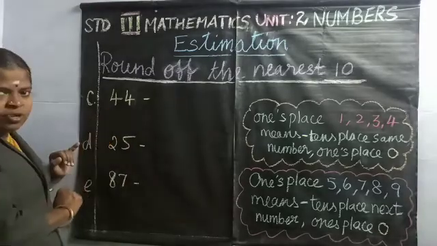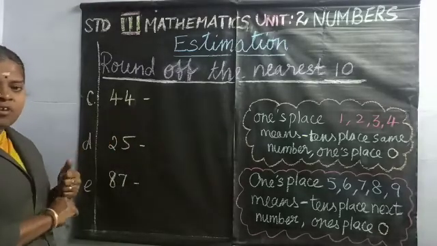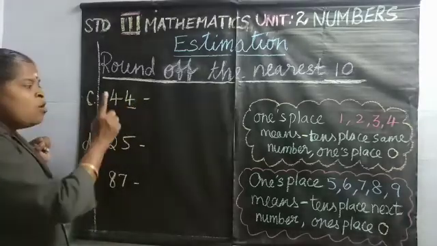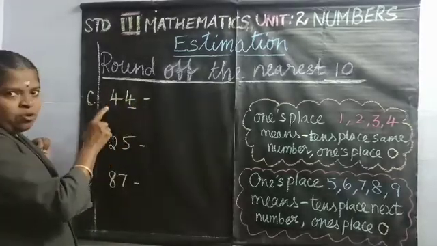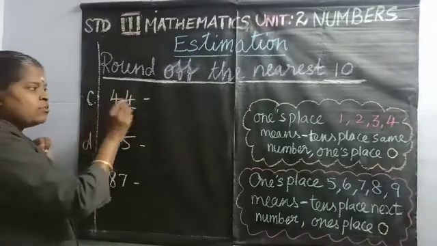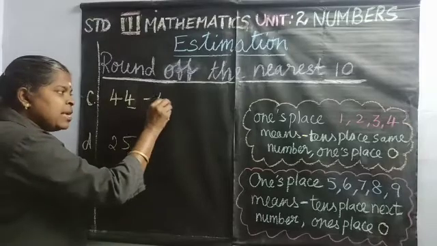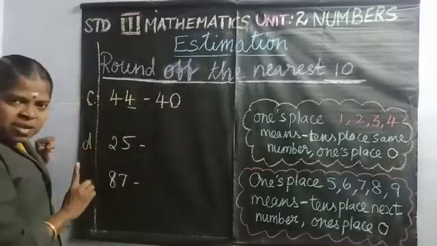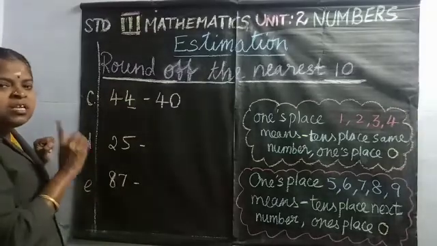Here 44 is given. First, what do we have to do? We have to check the ones place. It is 4, that means less than 5. So what can we do? We have to write the same tens place number and 0 in the ones place.